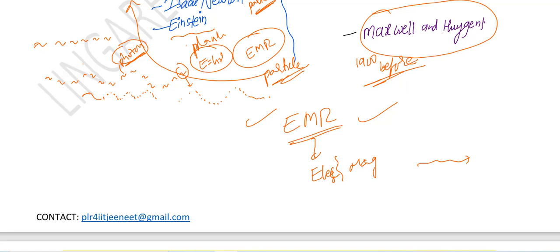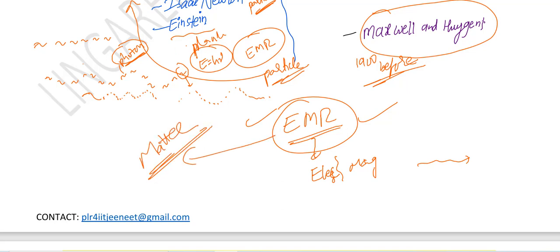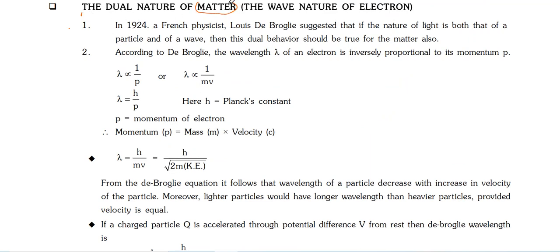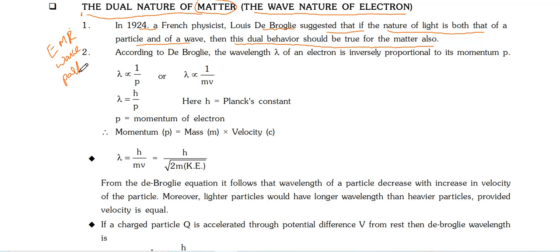Now we are going to discuss this theory applied to matter, the dual behavior. The dual nature of matter, or the wave nature of electron, is given by de Broglie. In 1924, French physicist Louis de Broglie suggested that if light has both particle and wave nature, then this dual behavior should be true for matter also. Before 1924, they already knew EMR has wave and particle nature; Einstein and Planck said that. Now he applies the same theory to matter.